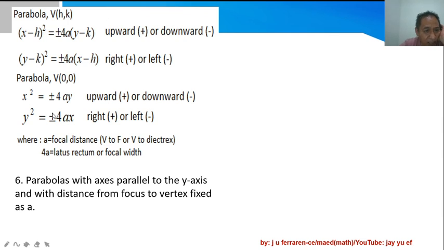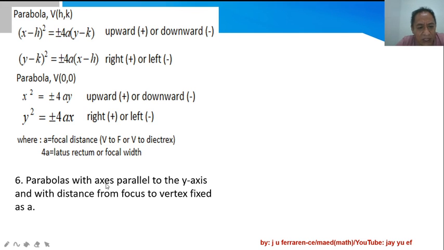Then we can modify the equation. We can take the same orientation of our figure. So A is the focal distance. It defines the distance from V to F, vertex to focus, or vertex to the, this is directrix. I made a mistake. This is vertex to the directrix. 4A is the latus rectum, or the focal width. Okay, parabolas. Next problem.